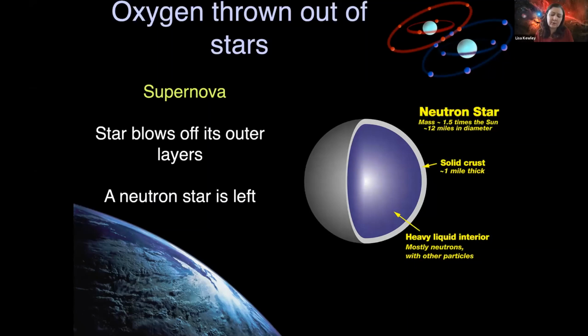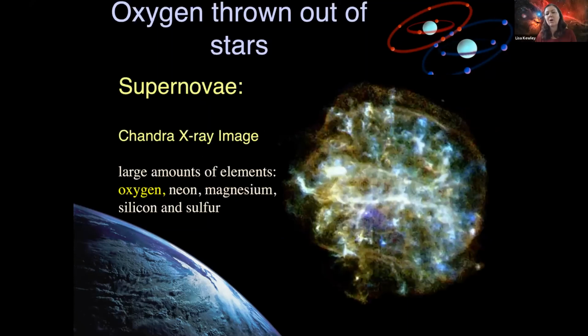So when those fusion reactions stop, what happens is the star then begins to collapse. The outer layers basically rebound, and so the star blows off its outer layers in a supernova, but the core keeps collapsing, and then you end up with a neutron star, or if the star's massive enough, you end up with a black hole. And so when the star blows off its outer layers in a supernova, you actually get oxygen being blown out of the star in this way.